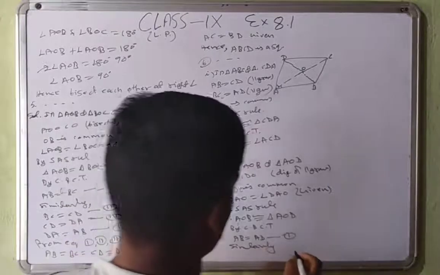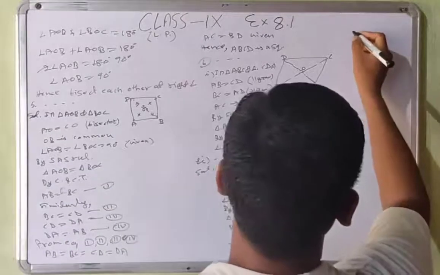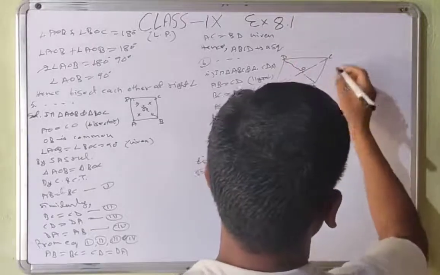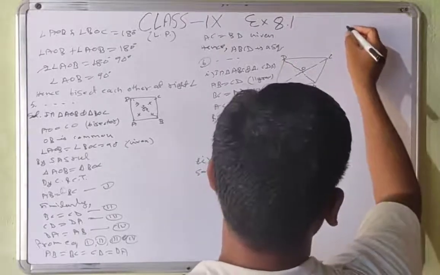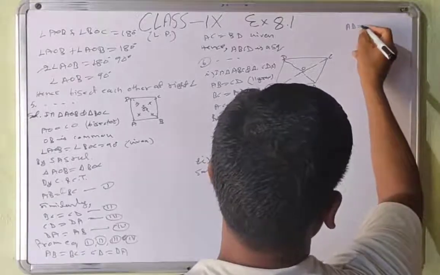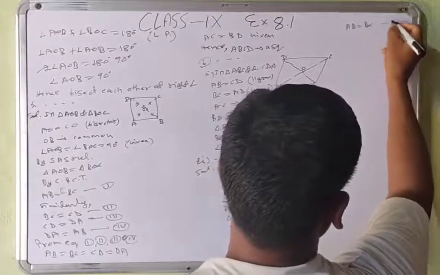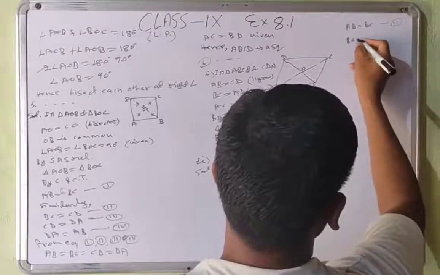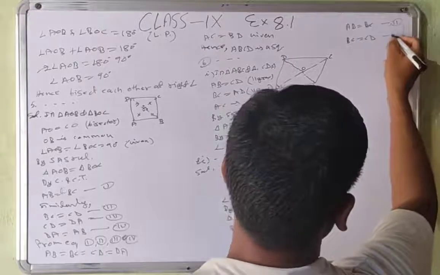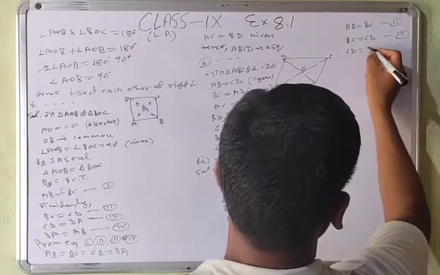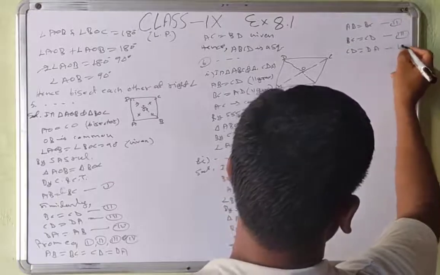Similarly, AB is equal to AD. We have proved that. Now, AB is equal to BC, that's the second equation. BC is equal to CD, that's the third equation. And then CD is equal to DA, this is the fourth equation.